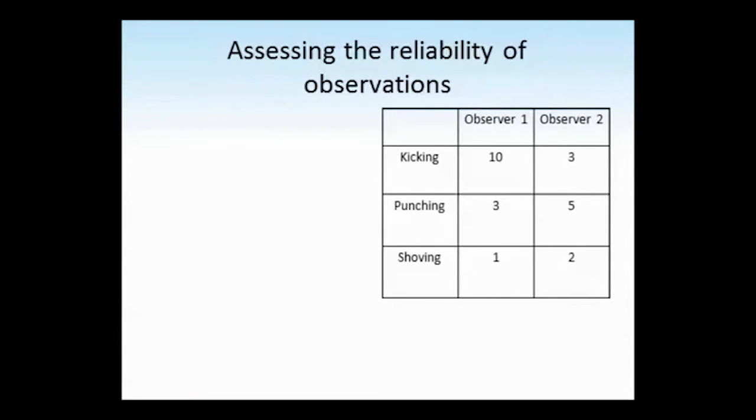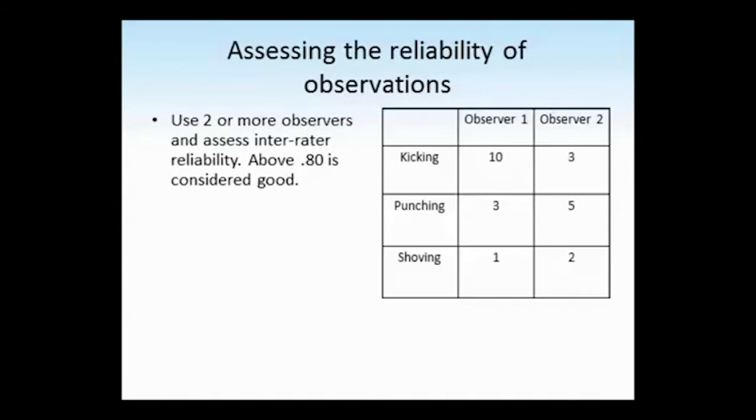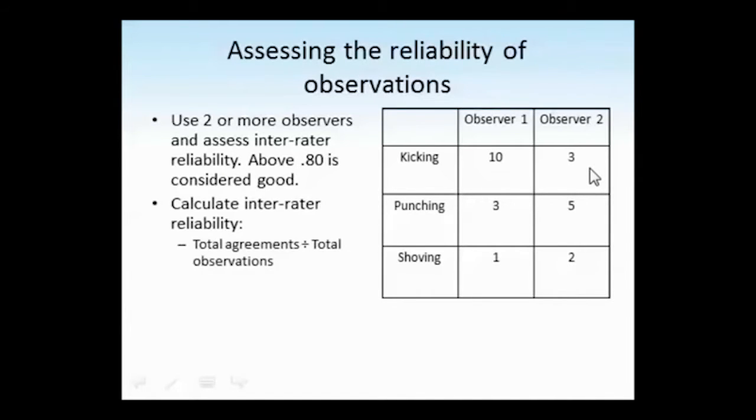It's important in observational studies that we make sure the observations of each person observing are consistent, or reliable. One way to do this is to use two or more observers watching exactly the same thing and see how much they agree on each event. So here is a table of observational results. We're looking at 3 different behaviours here, and we've got 2 people observing them. Watching the same child, observer 1 has recorded 10 incidents of kicking, but observer 2 has only observed 3 incidents of that behaviour. With punching, there's not much agreement, and with shoving, there's not much agreement either.